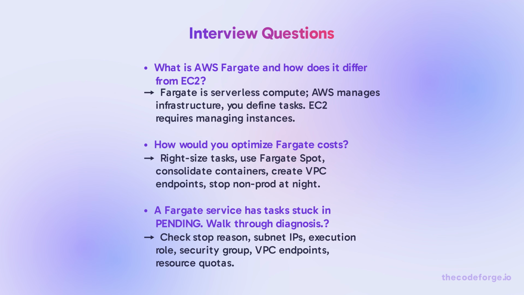How would you optimize Fargate costs? Right-size tasks, use Fargate Spot, consolidate containers, create virtual private cloud endpoints, stop non-prod at night. A Fargate service has tasks stuck in pending. Walk through diagnosis. Check stop reason, subnet IPs, execution role, security group, virtual private cloud endpoints, resource quotas.